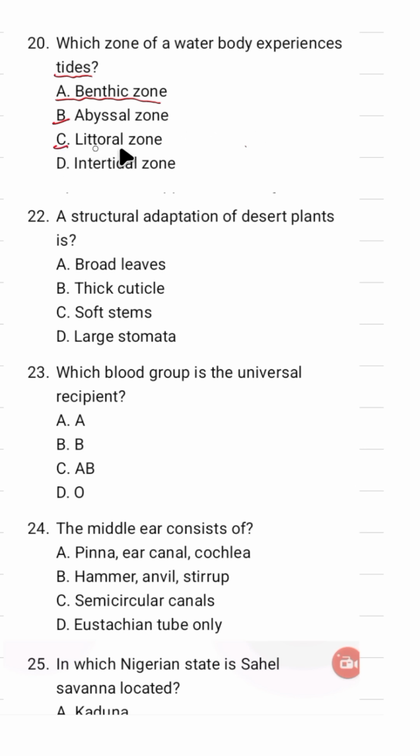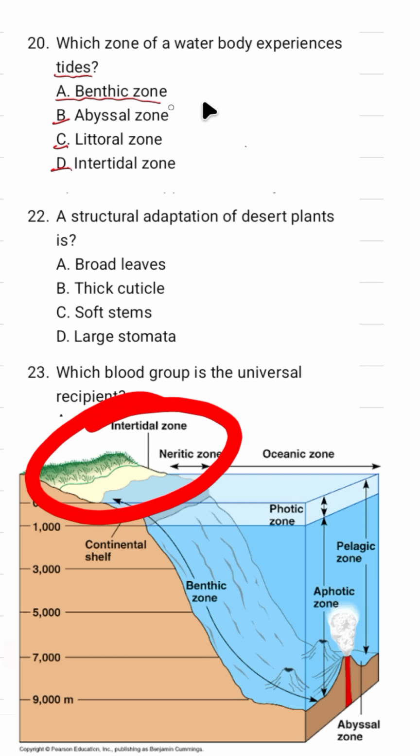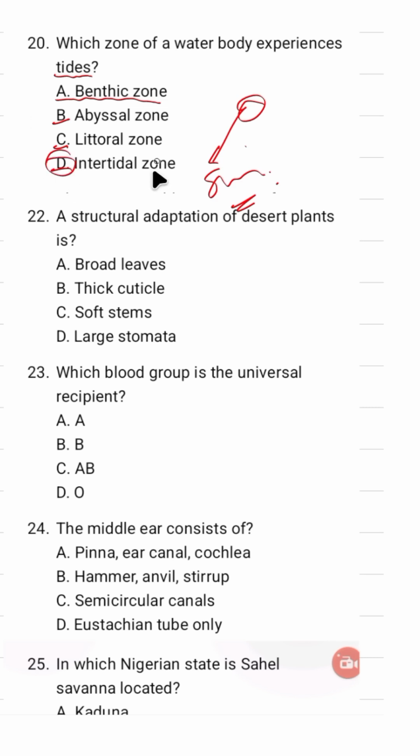Option C is littoral zone. The littoral zone is the zone that is close to the shore. It refers to the shallow areas of lakes and oceans, the part where you can stand. So this zone does not experience much tidal movement, but it experiences little tidal movement. The last one is intertidal zone. The intertidal zone is the area between the high and low tide marks. This is the area that experiences tides a lot. So it experiences the rise and fall of the tides. So the correct answer is intertidal zone.